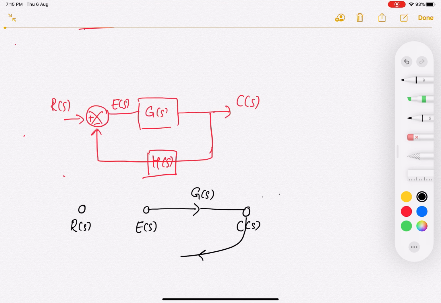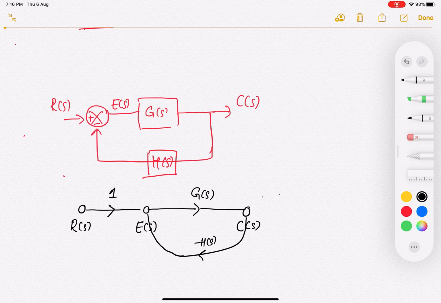With minus HS, and then I get the signal ES, isn't it? Because CS into minus HS, and when you add this RS, the gain here is 1. So RS minus CS HS gives me ES. So basically, what are the principles that we are actually following?